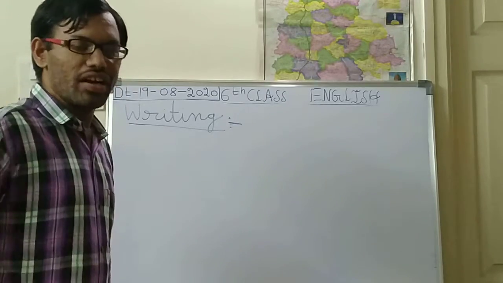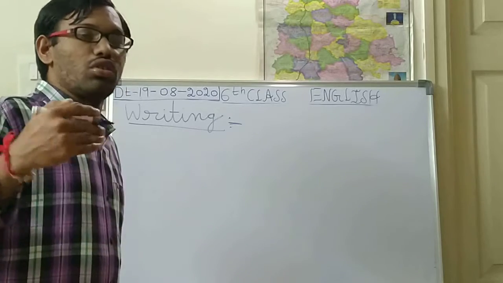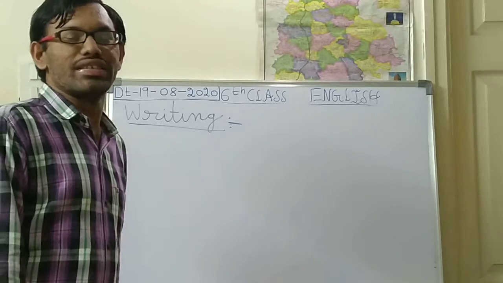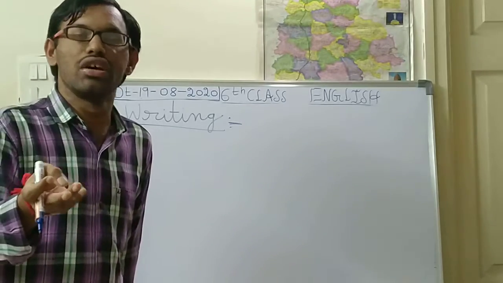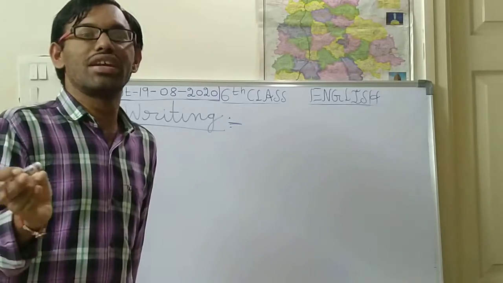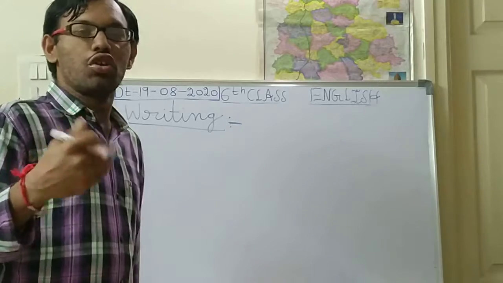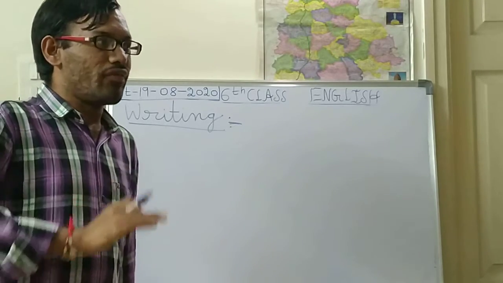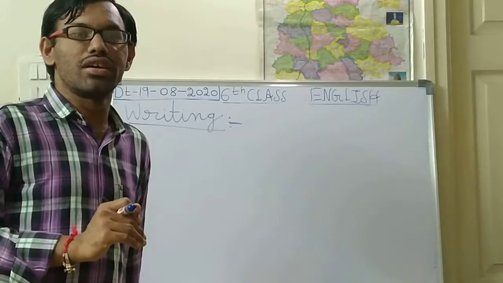Suppose in your daily life, you will be attending so many functions. Is it right? So many birthday parties, so many marriages, so many events, official events, unofficial events. You will be going and you will be attending.